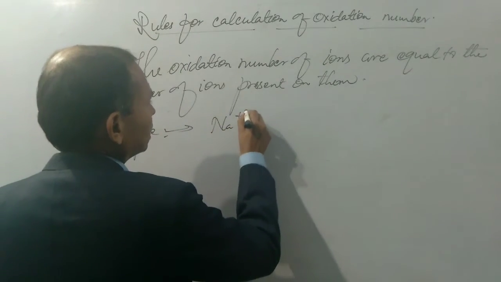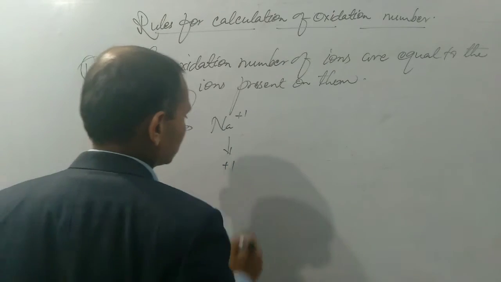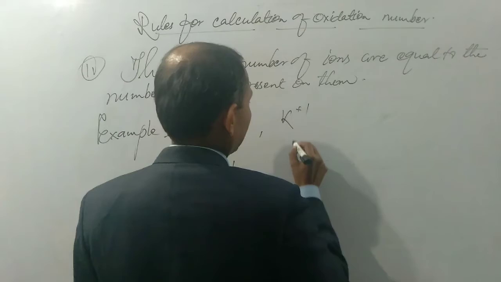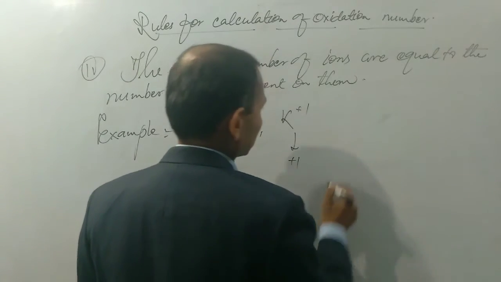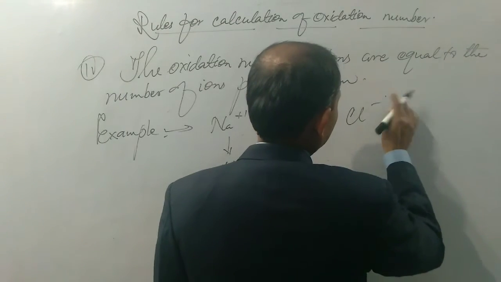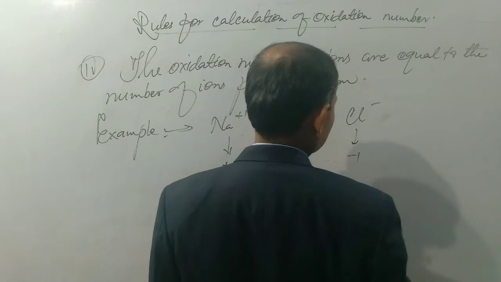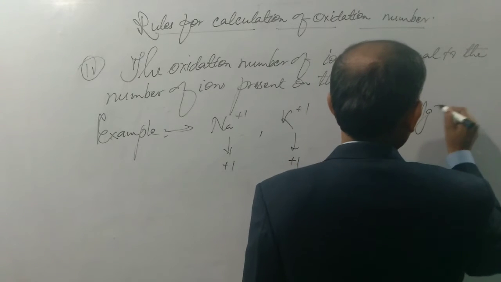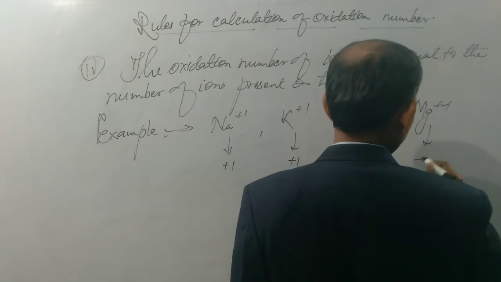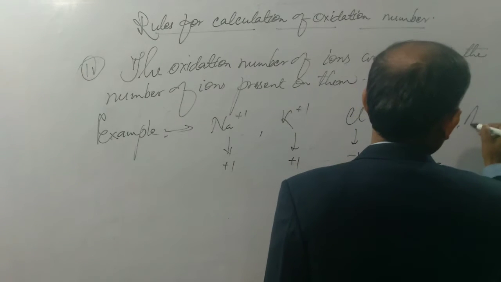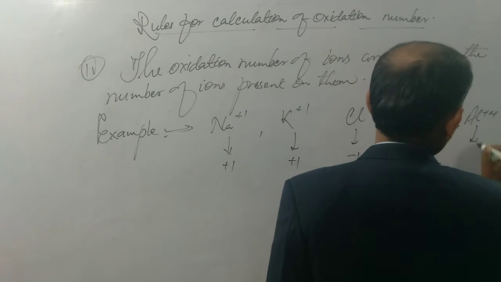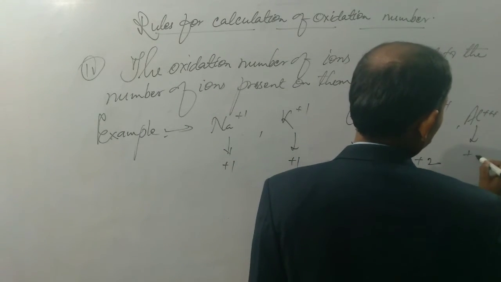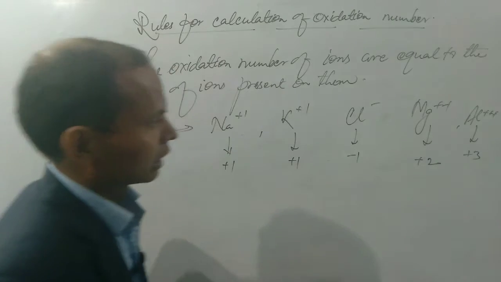this is the sodium ion, so the oxidation number of sodium in this case is +1. This is the potassium ion, so the oxidation number is +1. This is the chloride ion, so the oxidation number of chlorine is -1. This is the magnesium ion. The oxidation number of magnesium is +2. This is the aluminum ion, a +3 charge is present on it. So the oxidation number of aluminum in this case is +3.